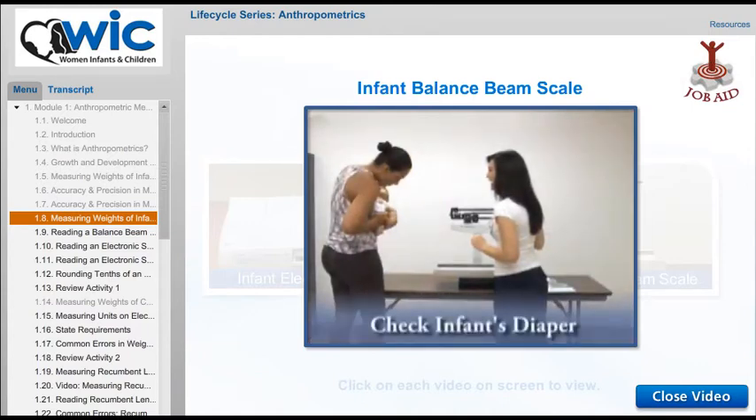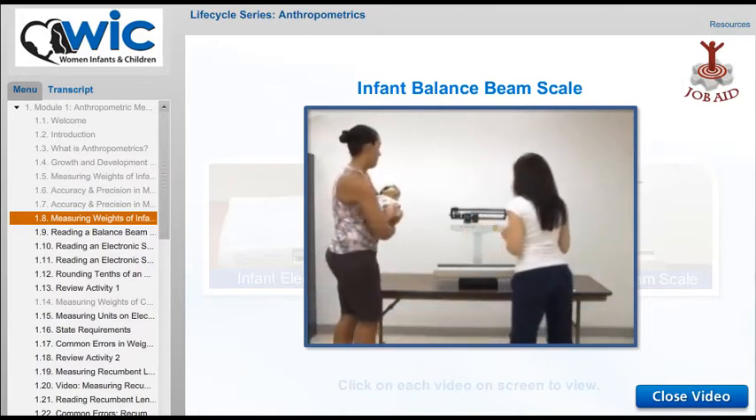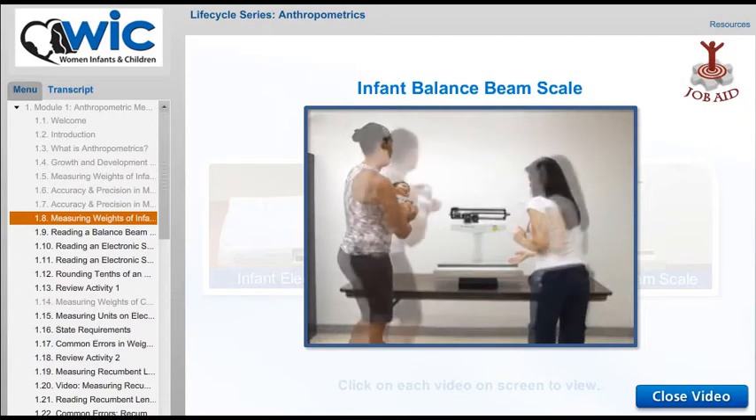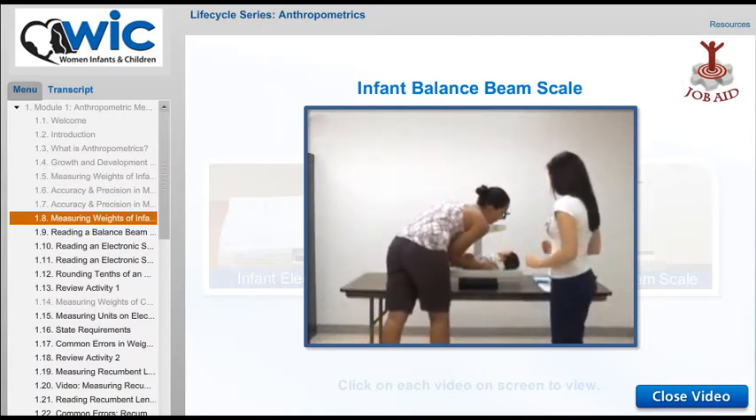Additionally, have the caregiver check the infant's diaper and change it if needed, as a full diaper could weigh up to 2 pounds. Make sure a paper liner is placed onto the scale before weighing and that the upper and lower counterbalance weights are at the far left at 0. Have the caregiver gently place the child onto the center of the scale.